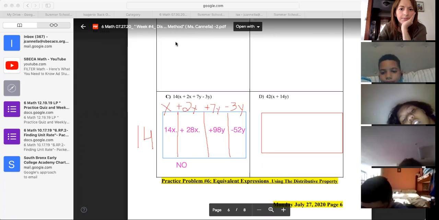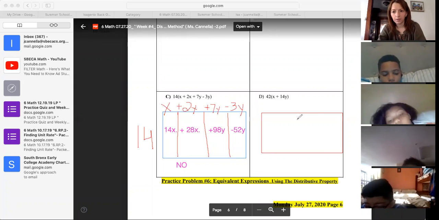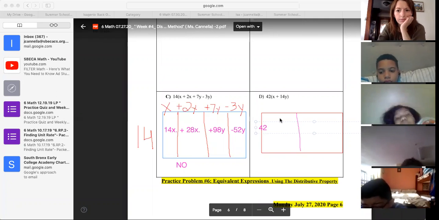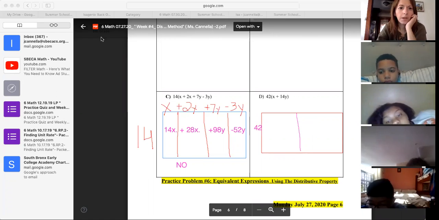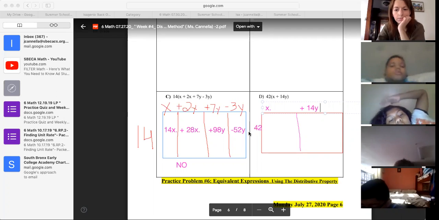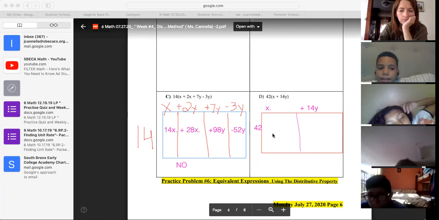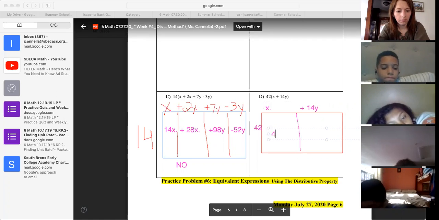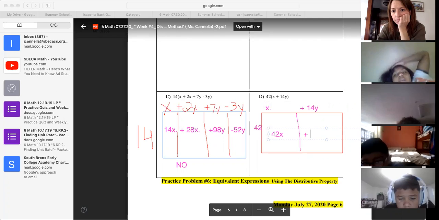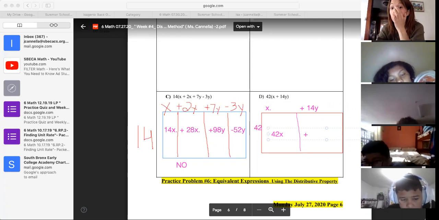So what you're going to do is multiply 42 times 42x. I'm listening, I'm just setting it up. Then you're going to do 14y, which gives you 56y. Wait, but you added. You have to multiply 42 times 14.